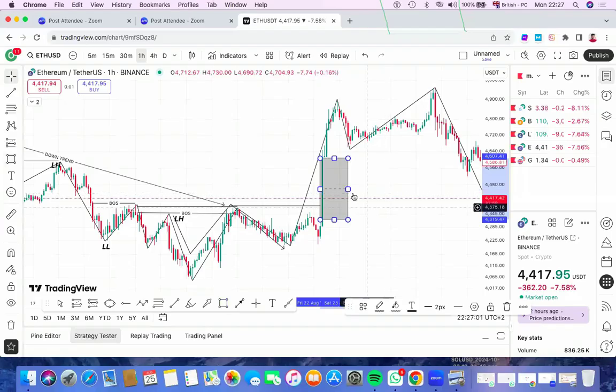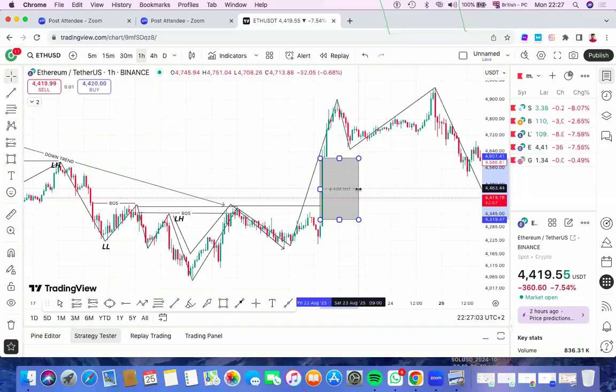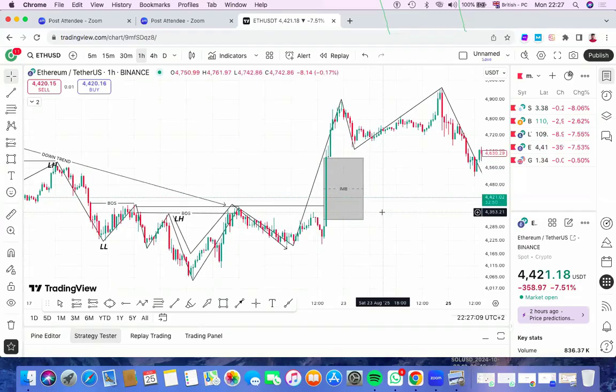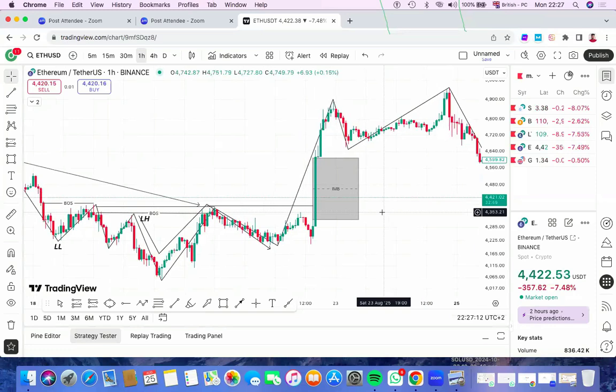here, leaving this big imbalance, and this is what we call imbalance. Okay, and this is when you know that institutions have joined the market. Okay, so we talked about imbalance the last time as well. So this is what we refer to as imbalance.